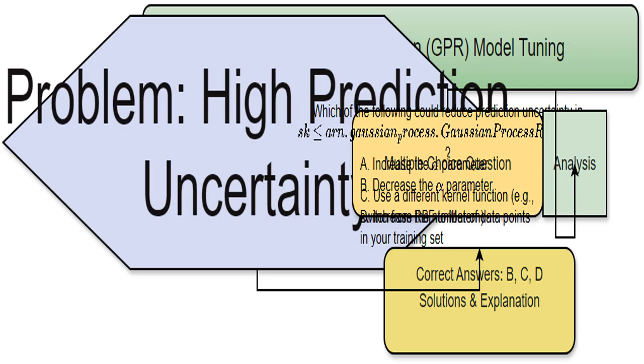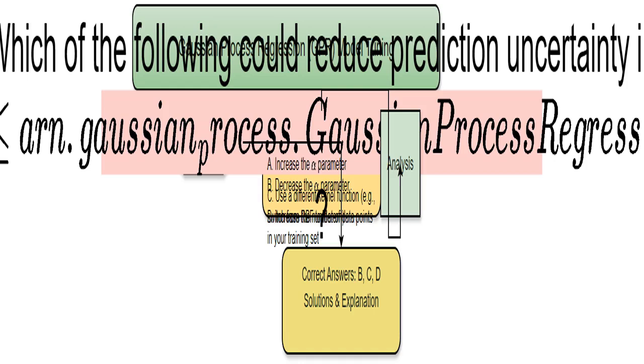This is a multiple-choice question designed to test your understanding of how to adjust a Gaussian process regressor (GPR) model to improve prediction accuracy. Think of it like fine-tuning a machine to make it more precise. Increasing the alpha parameter increases the assumed noise level in your data, which will, in turn, increase the uncertainty in your predictions. It's like adding extra noise to your signal, making it harder to get a clear measurement.